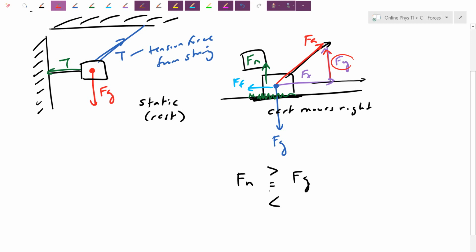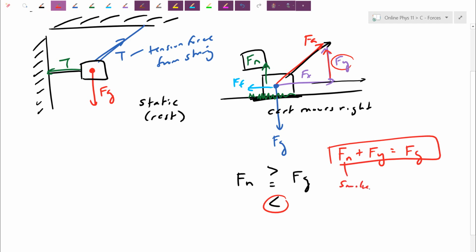So therefore, the normal force is smaller. I can pull a little bit less. The normal force should actually be less than gravity. In fact, case in point, Fn plus whatever I'm supporting should counteract gravity just to make sure we don't fall through the ground. And therefore, the Fn is actually smaller than gravity. Again, more on that later on.